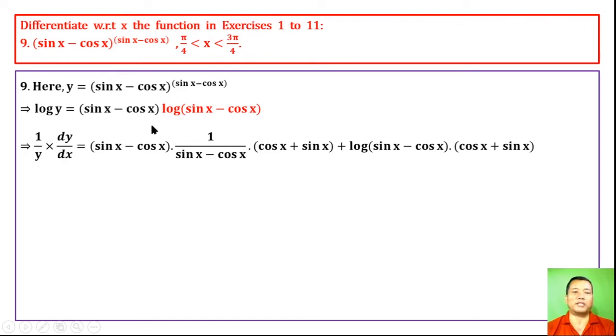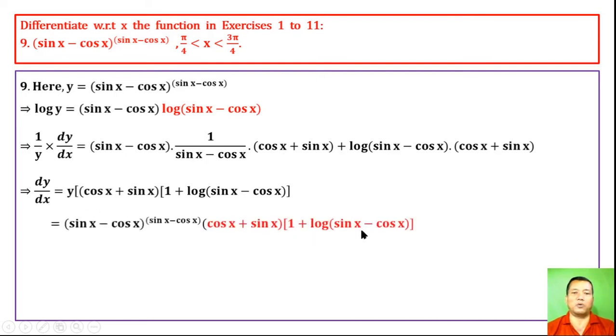Applying product rule on the right side, first function remains unchanged, log of something, whose derivative is 1 by (sin x minus cos x) into derivative of sin x minus cos x, that is cos x plus sin x, plus second function remains unchanged into derivative of first one, for sin x it is cos x, for minus cos x it is plus sin x. Therefore dy by dx, transfer y, and on the right side we get this, and cancelling these two we get this, taking out these two common, and we get 1 plus log of (sin x minus cos x). Again, replacing y by its original value, we get this, which is the required derivative.